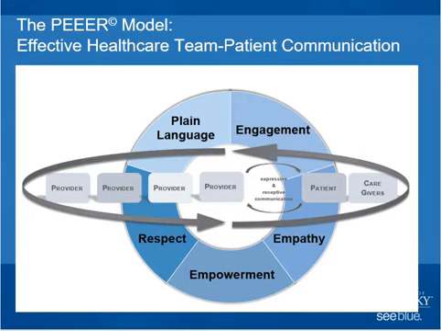Of note, the PEER model removes the hierarchy and places all members of the healthcare team, patients, and their caregivers on an even level in regard to communication. While hierarchy, responsibility, and accountability continue to be part of a healthcare model, effective healthcare team-patient communication is grounded in the concept that all members of the team should exercise the 5 PEER skills when communicating with each other.